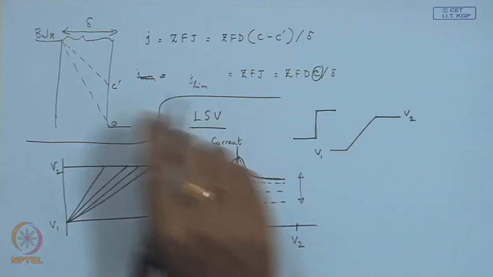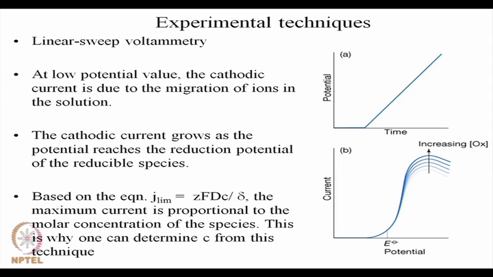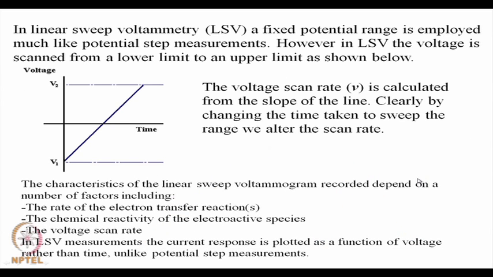So, therefore your current potential profile, current voltage profile, depends very much on it. You see here, it is changing. Therefore, this is basically what you get. So, the rate of electron transfer reactions, the chemical reactivity of the electroactive species, and of course, the voltage scan rate.